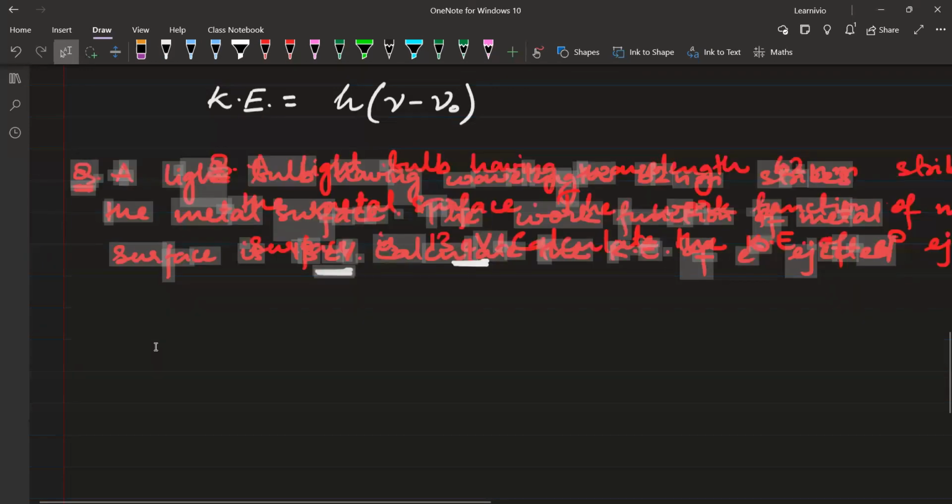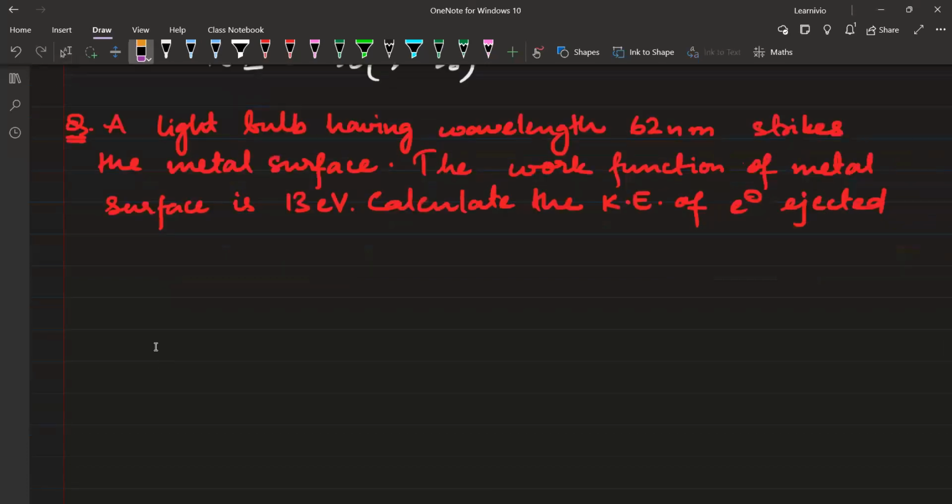Light having wavelength 62 nanometers strikes the metal surface. The work function of the metal surface is 13 electron volt. Calculate the kinetic energy of the electron ejected. Okay. कैसे करना है इसमें? First of all, we look at the data, and then we are going to give the data some name. So 62 nanometer will be what? Lambda. Lambda is equal to 62 nanometer.